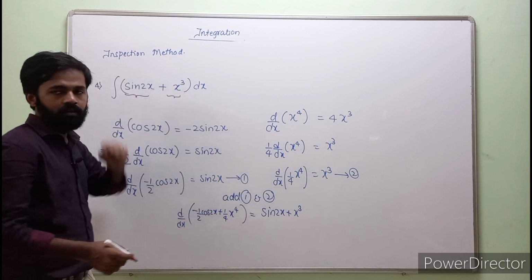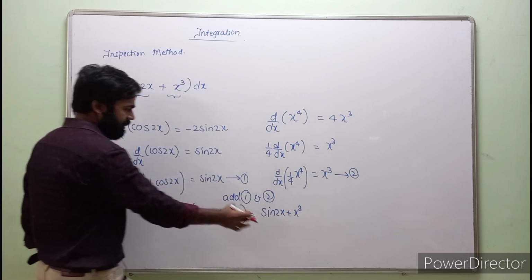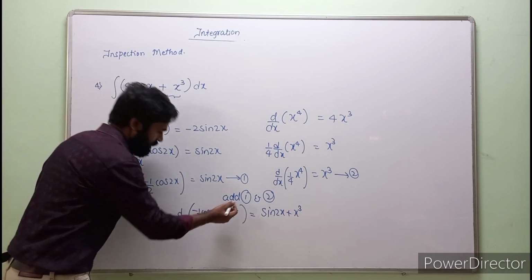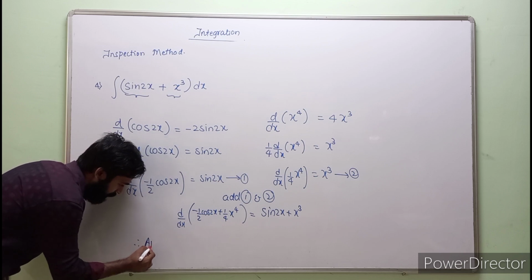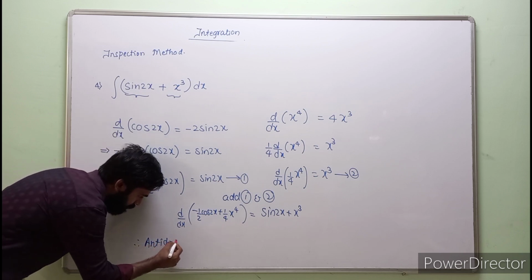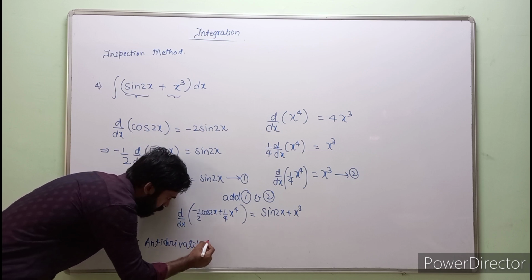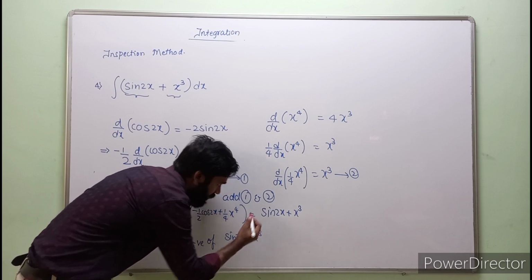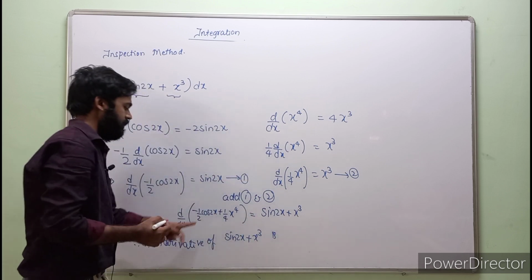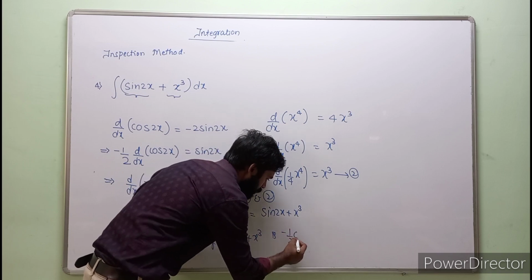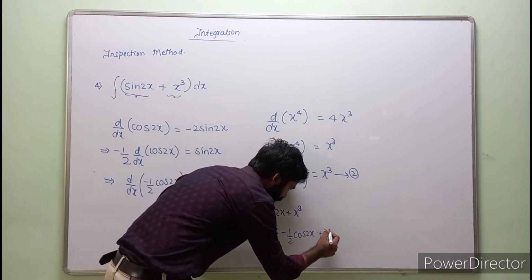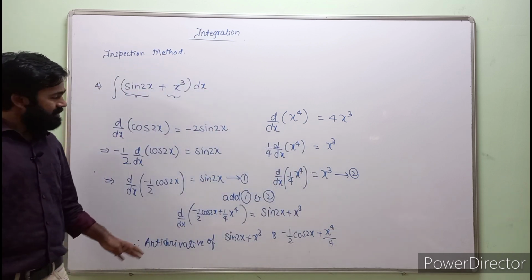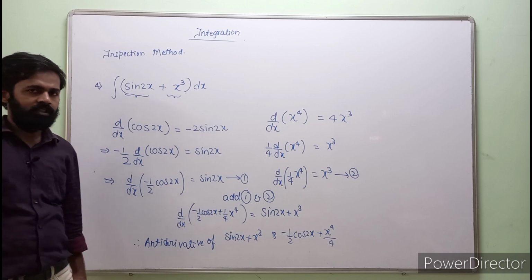So we got this function. It means what? The antiderivative of this function is minus 1 by 2 cos 2x plus 1 by 4 x raised to 4. Therefore, the antiderivative of sin 2x plus x raised to 3 is minus 1 by 2 cos 2x plus x raised to 4 divided by 4. Right. So this is called the inspection method.